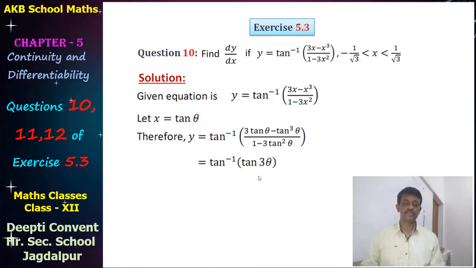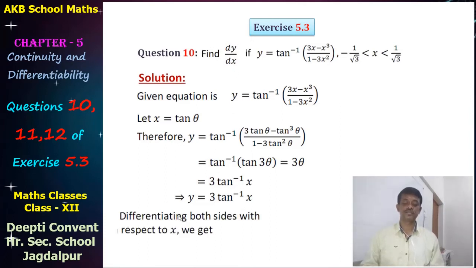Okay, tan inverse tan 3 theta. Now tan cancels out, then 3 theta. Theta equal to tan inverse x, so 3 tan inverse x. That is, we get y equal to 3 tan inverse x. So for finding dy by dx, just differentiate both sides with respect to x.